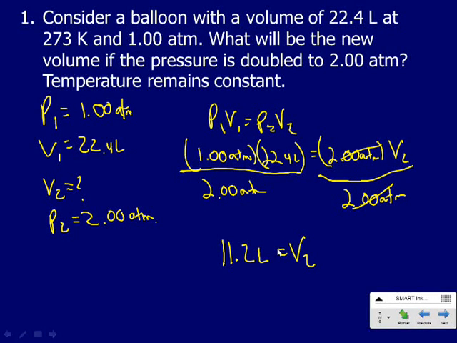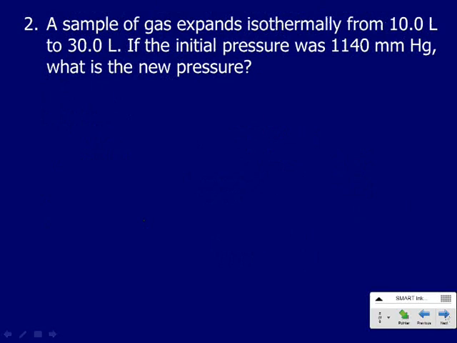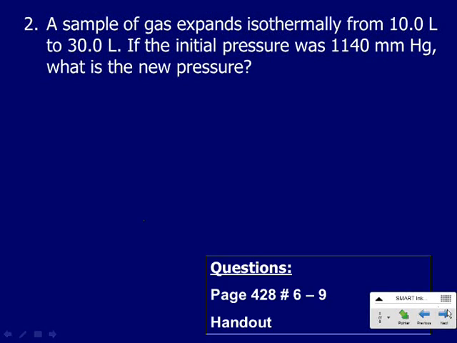So that illustrates a couple of things: how we use the equation, and the fact that you can use some logical sense on this stuff as well if you've got some easy numbers to work with. We doubled the pressure, we have half the volume. And let's do one more. I think one more. Yep.